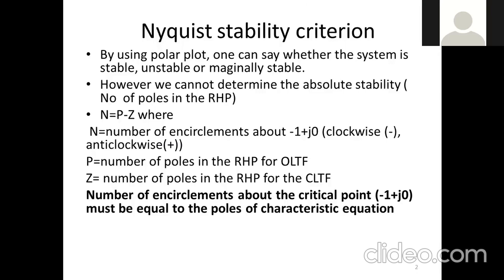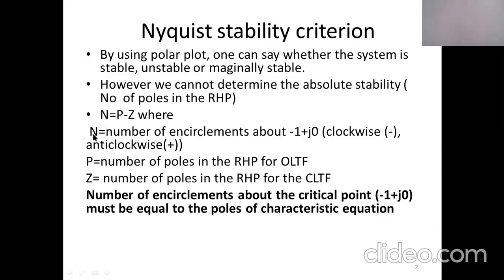So now we're also looking at another way of determining the stability of a system, using the Nyquist stability criterion. The Nyquist stability criterion says, in bold here, that the number of encirclements about the critical point on the S-plane must be equal to the number of poles of the characteristic equation for the system to be stable.